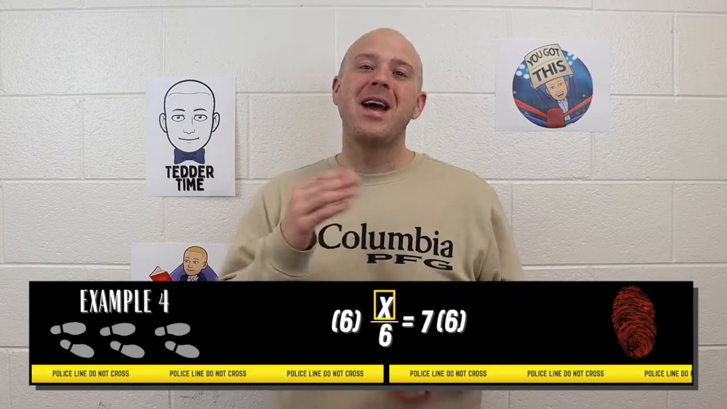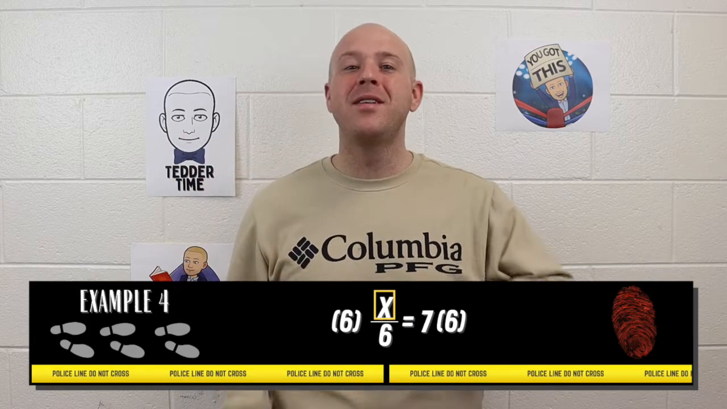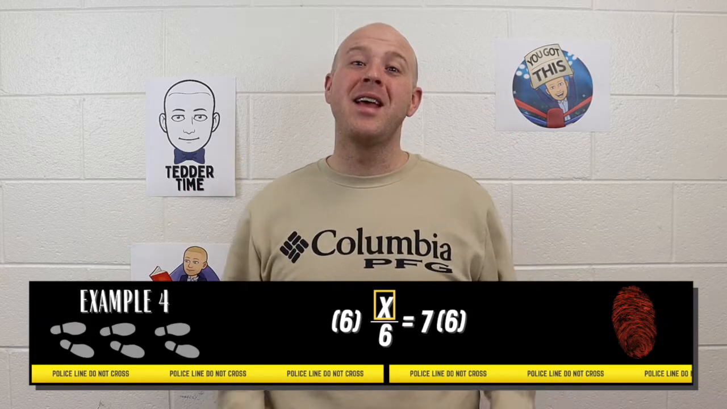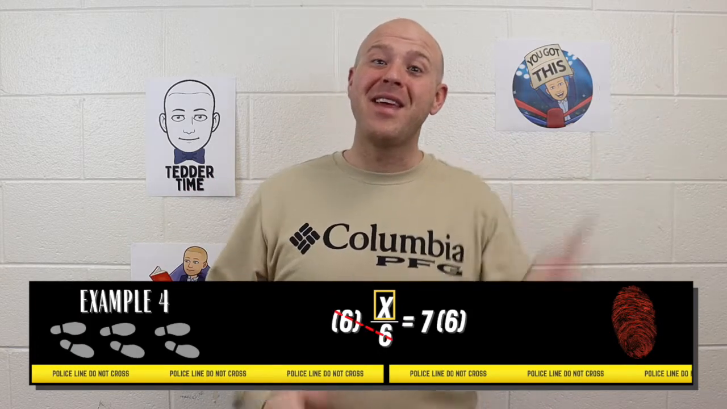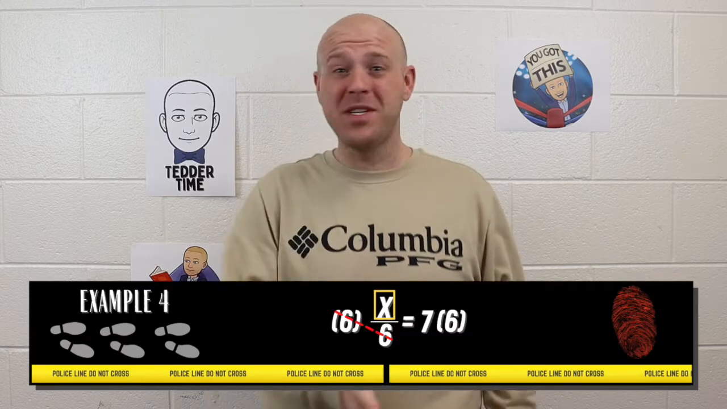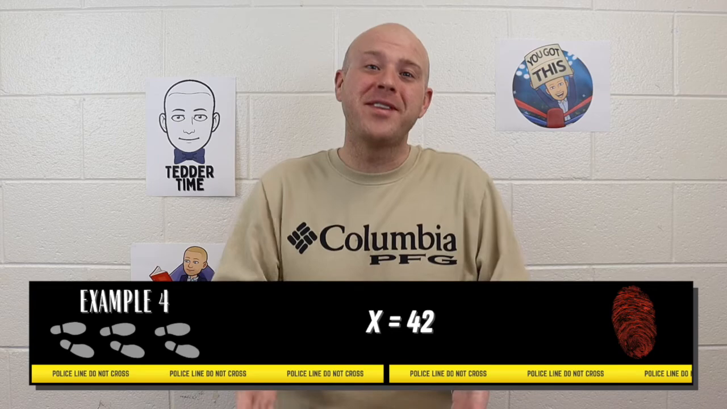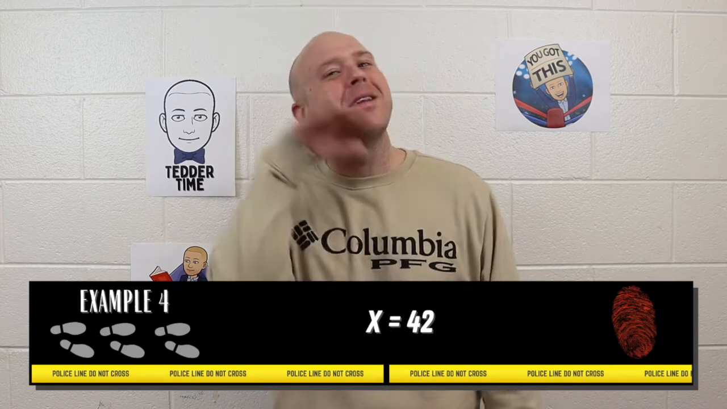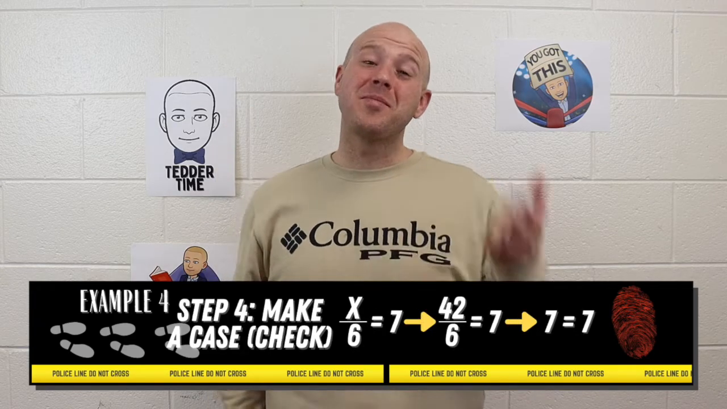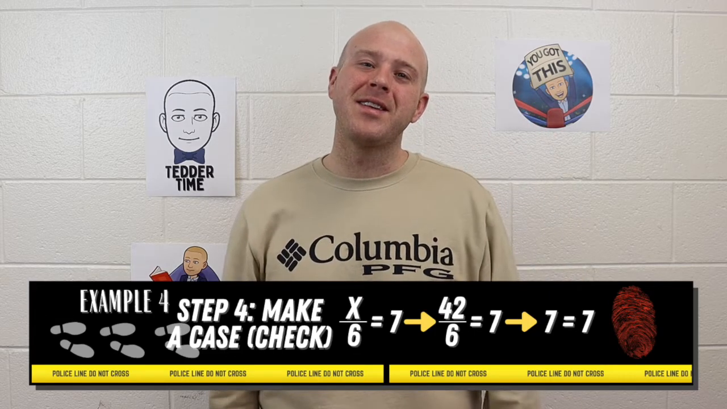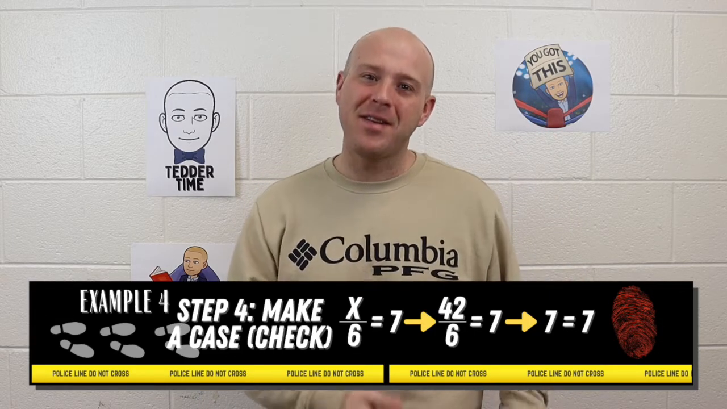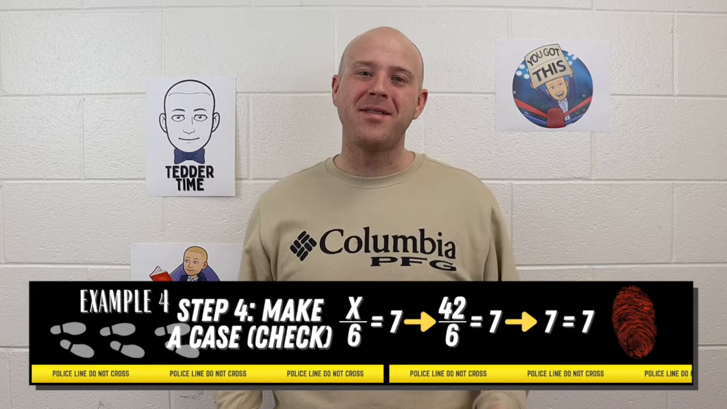And so let's do it. x over 6 equals 7. Multiply both sides by 6. Well, the 6 is over there with the x. They cancel each other, and so I'm just left with x on that side. And then 7 times 6 is 42. Step 4, gotta check it. So let's plug that in. So 42 over 6 is, of course, 7. So 7 equals 7. So what you see here is that the opposite of multiplying is dividing, and the opposite of dividing is multiplying.